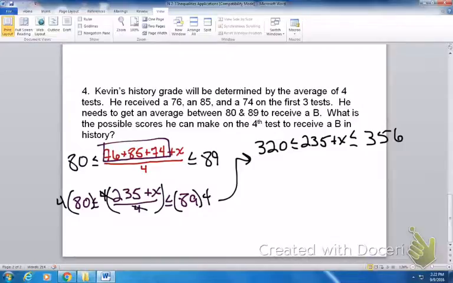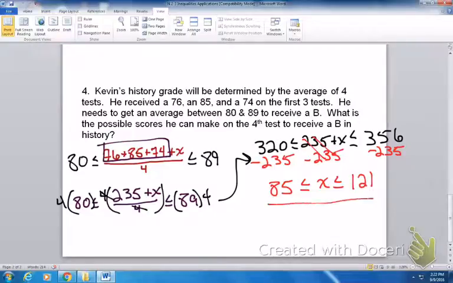Now we need to get x by itself in the middle. The way to move that number out of there is by subtracting 235. But I got to do it to all three sides. 320 minus 235 is 85, is less than or equal to, all that's left in the middle is x, is less than or equal to 121.